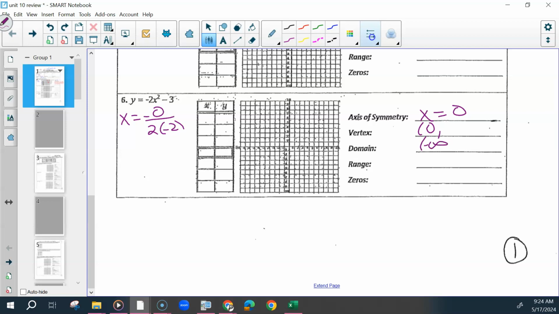So I'm just filling out things I already know. I know 0 is going to be part of my vertex. I know the domain is never going to change. It will always be all real numbers. I'm going to put 0 in the middle and then go backwards and forwards. And then put that equation into y equals and find the rest of my y values.